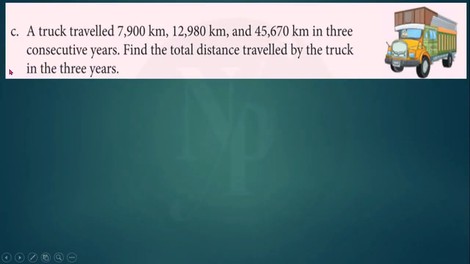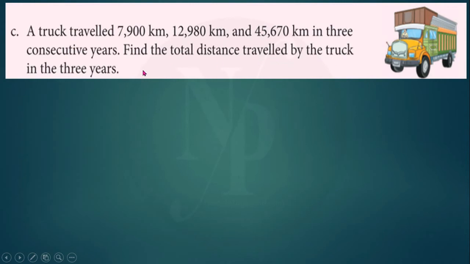Coming to third question, C. A truck travelled 7,900 kilometers, 12,980 kilometers and 45,670 kilometers in 3 consecutive years. Find the total distance travelled by the truck in the 3 years.